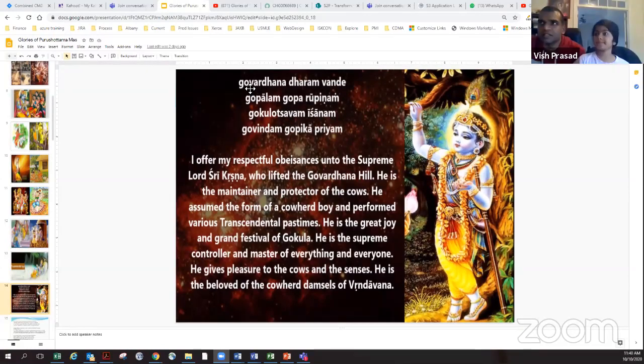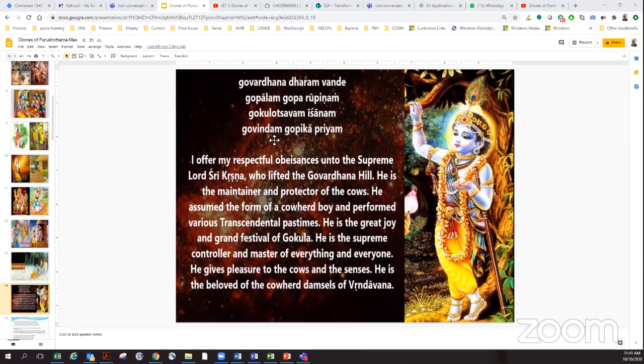So this is a mantra we should all learn. Many of you probably already know about Purushottama Krishna. Govardhana Dharam Vande Gopalam Goparupinam Gokula Utsava Mishanam Govindam Gopika Priyam. What this means is Krishna is the one who lifted the Govardhan hill, and he is the friend of the Gopas, and he's in the form of just a cowherd boy, and he makes every day like a festival in Goloka Vrindavan, Gokula Utsava Mishanam, and Govindam Gopika Priyam, because he is the dearmost for all the gopis. This is a mantra that Acharya says we can pray many times this month. Anybody can learn it.